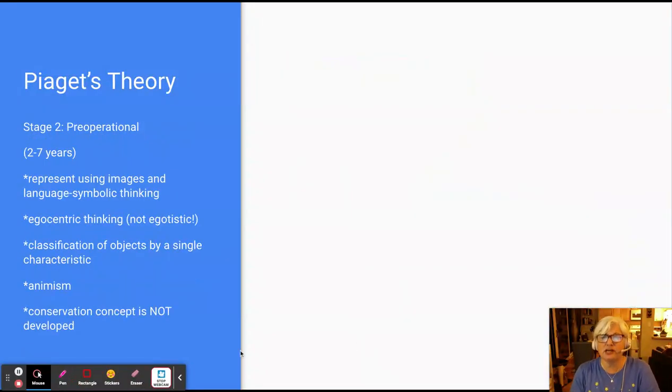The second stage is called pre-operational. And I want you to think of operations in terms of like math operations. That's kind of how I remember this. So this is ages 2 to 7. Their understanding of the world is very black and white. Okay.